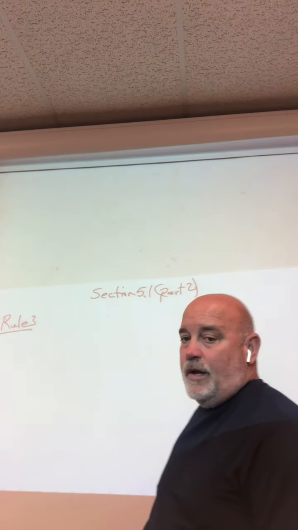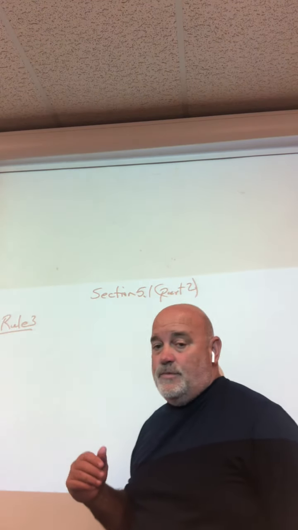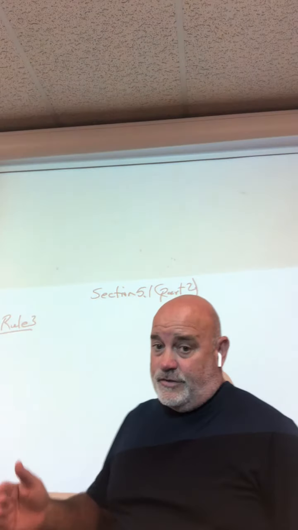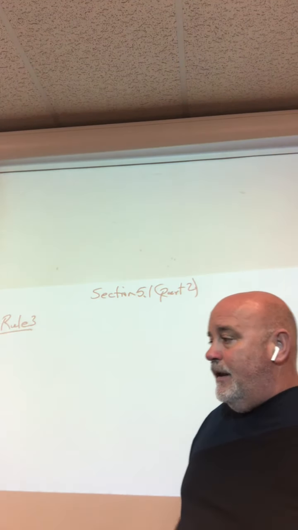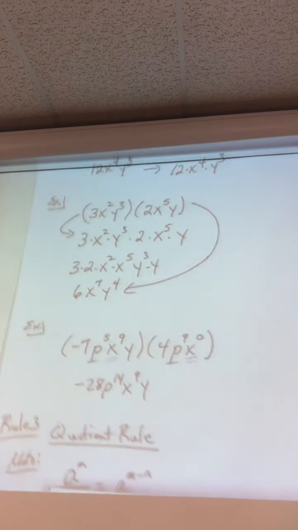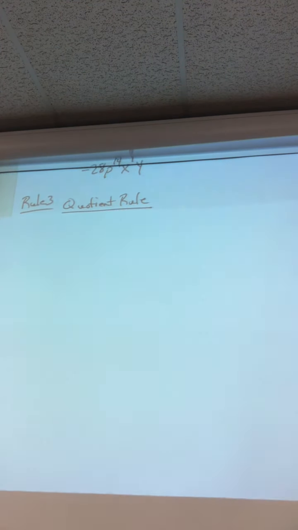Okay, so we want to go now, we're still in section 5.1, I'm sorry, and we're going to look at section 5.1, part 2, and we're going to look at rule number 3. Now, I will give you rule number 3, very similar to what I did the other 2 rules. I will get you to write out the definition first, and then I'll do some examples. So, this rule is called the quotient rule.